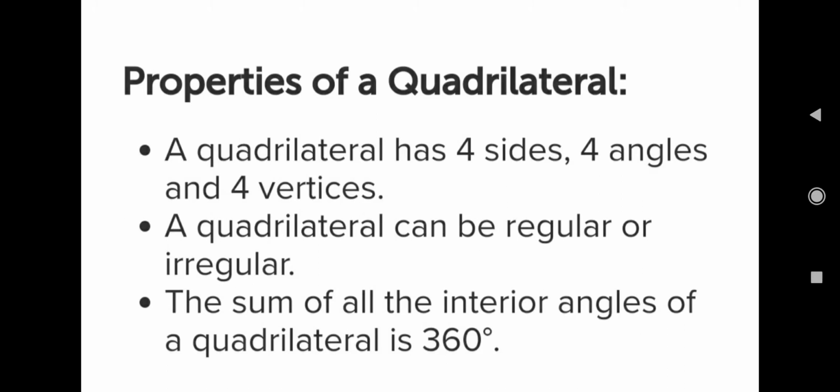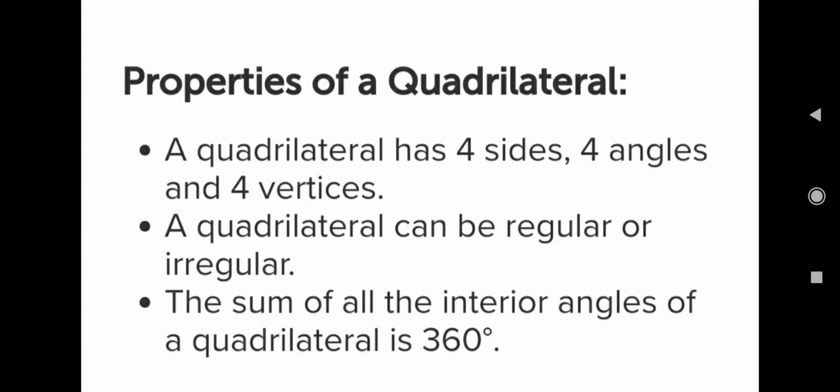A quadrilateral can be regular or irregular. It means that the lengths of the sides of the quadrilateral may be of equal length, or it might also not be of equal length. That is, all the four sides may be equal, or they might be of different lengths also.